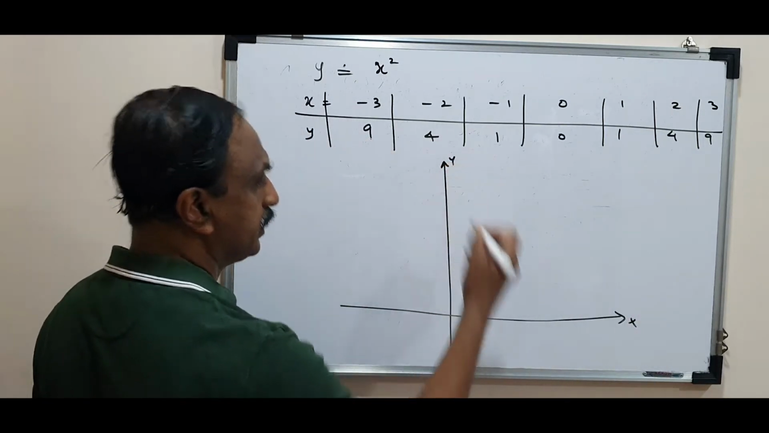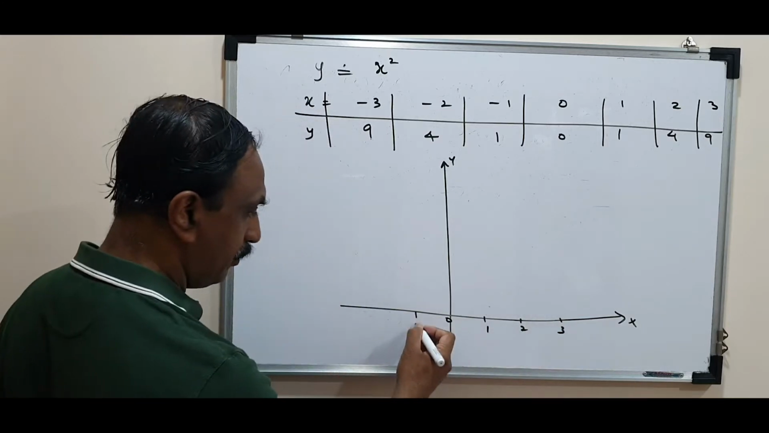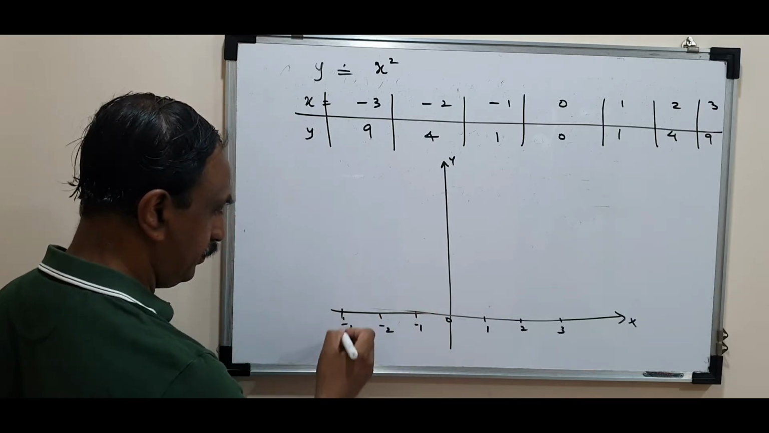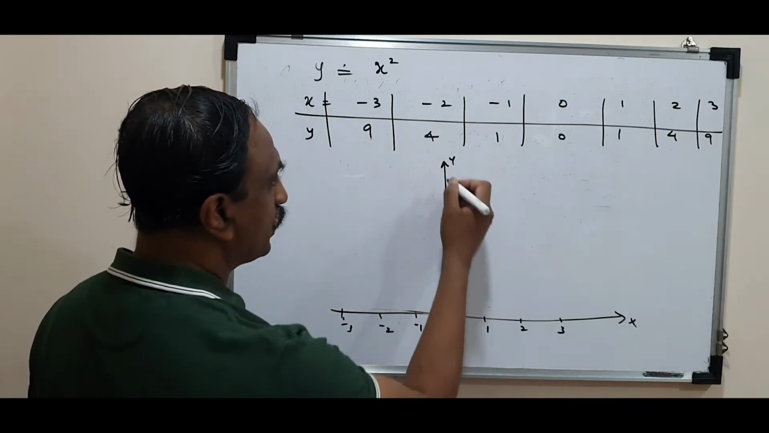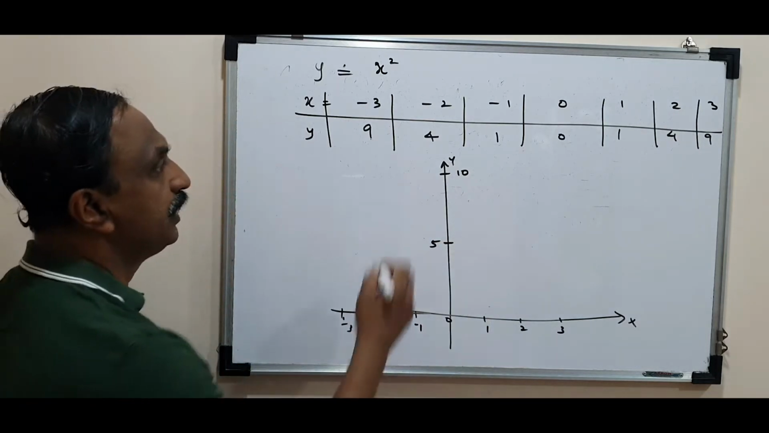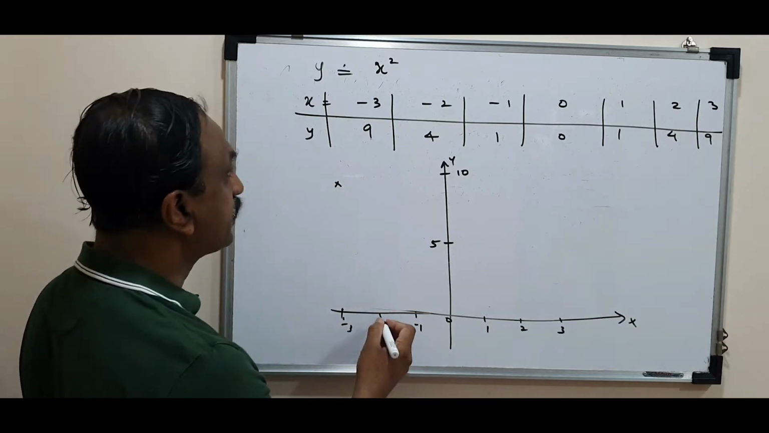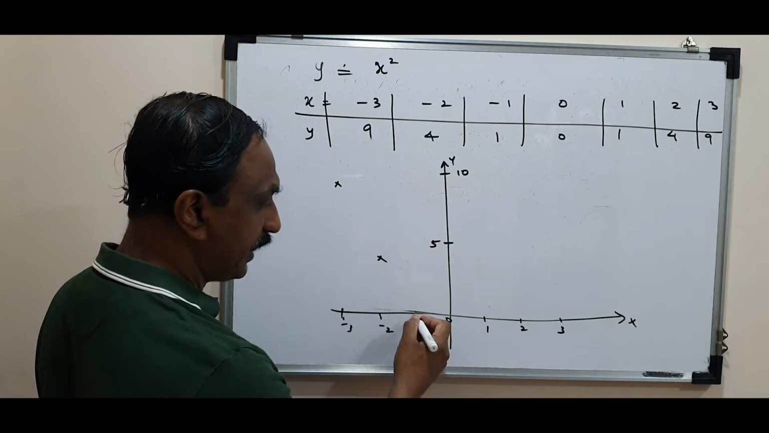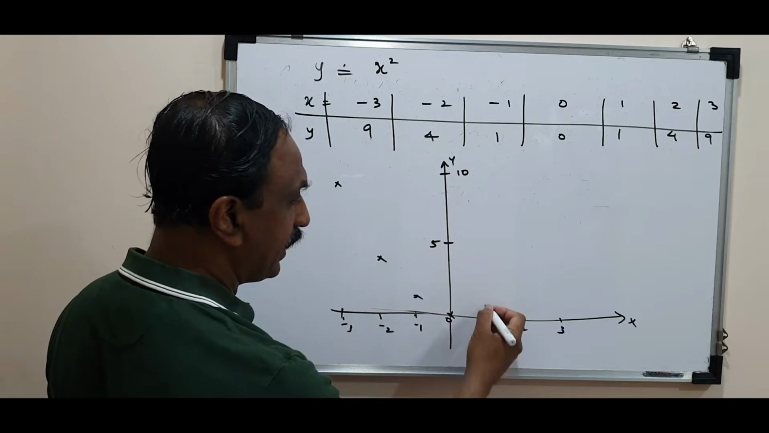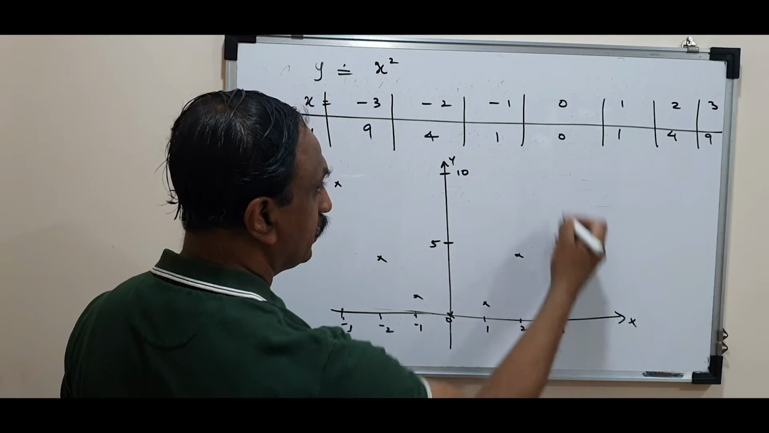X-axis, y-axis. Here 0, 1, 2, 3. Here -1, -2, -3. Now let's take this as 10 and this as 5, and put the approximate values. When x is -3, y is 9, somewhere here. When x is -2, y is 4. When x is -1, y is 1. And 0. Then again when x is 1, y is 1. When x is 2, it is 4. When x is 3, it is 9.